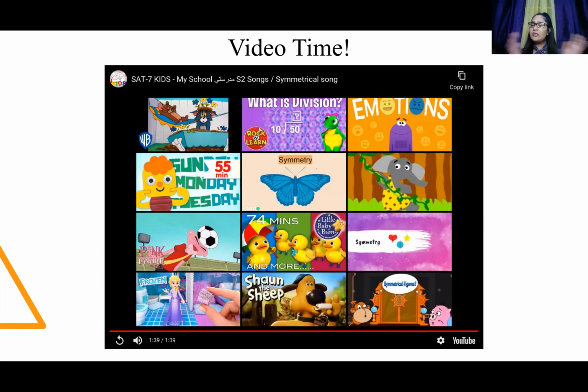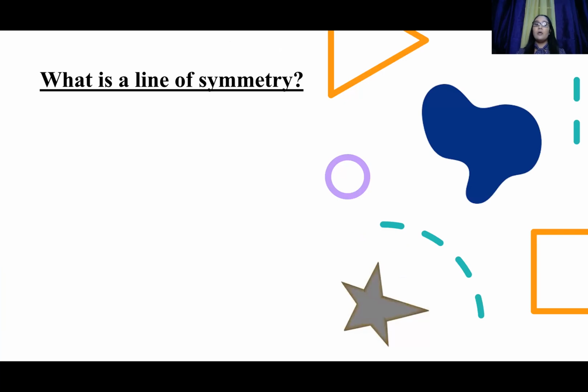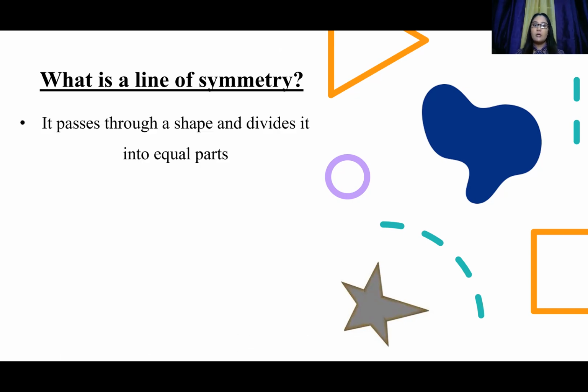Anyways, what did y'all notice considering we spoke about what we will learn today? What did y'all notice in the song? Right, Jessica said they mentioned lines of symmetry, right? What else? Very good, Kimberly. Symmetrical and asymmetrical shapes. That's what we're going to learn about today. Yep. What exactly is a line of symmetry? Kevin is saying it passes through a shape. Right. So it passes through a shape and divides it into equal parts.